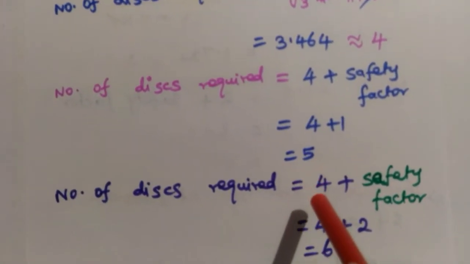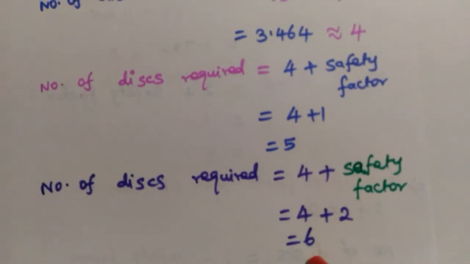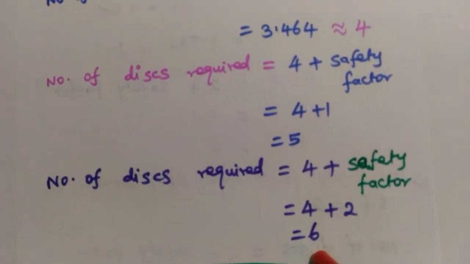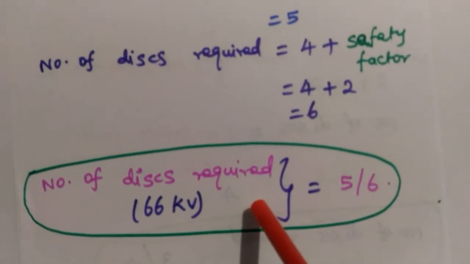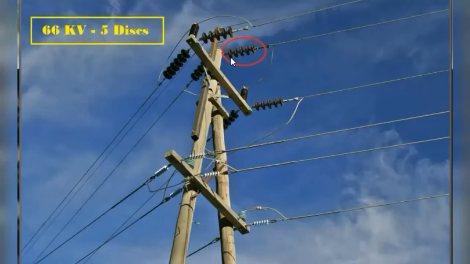And if you are taking the safety factor as 2, the number of disc value is increased by 1, that is 6. So for a 66 kV transmission line, the number of discs required is 5 discs or 6 discs. In a 66 kV transmission line, there are 5 discs used: 1, 2, 3, 4, 5.